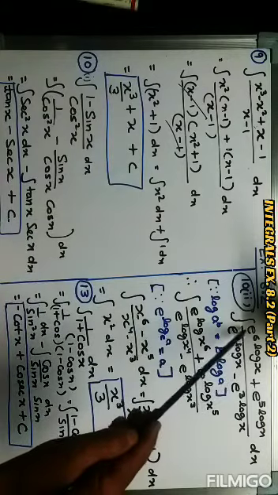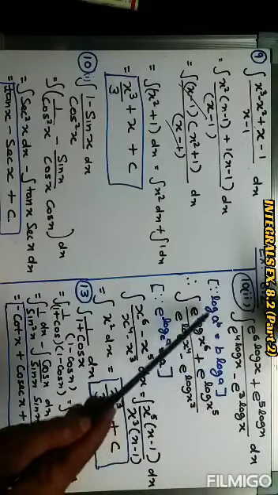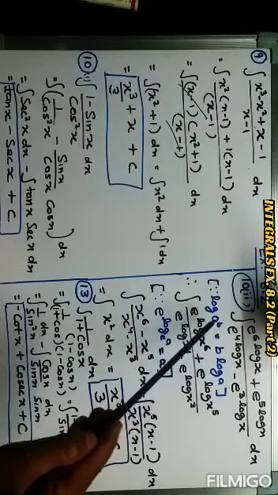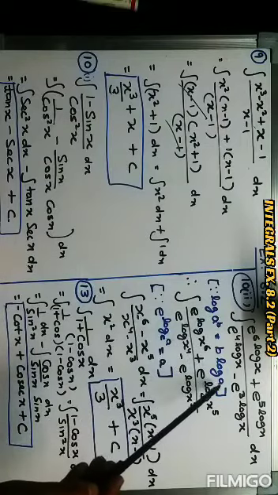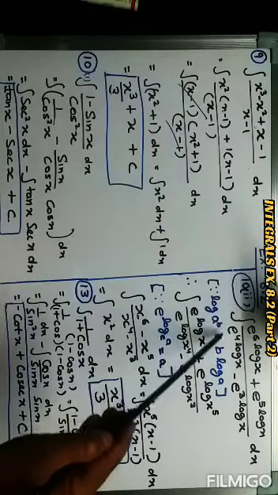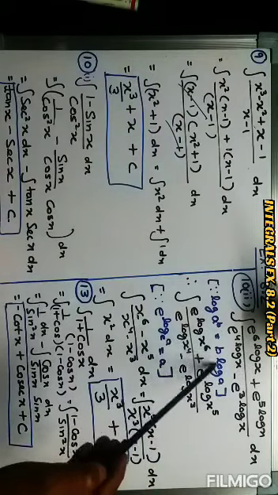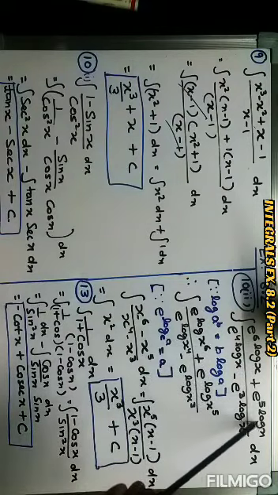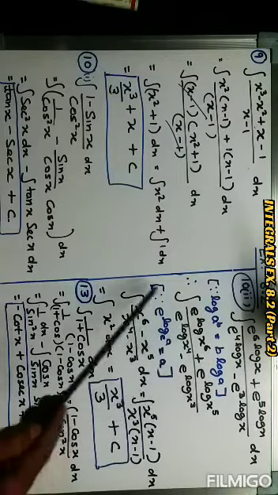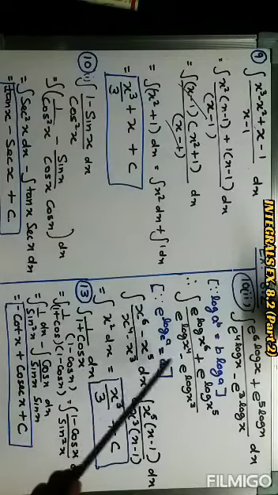Now see this question. e to the power 6 log x. Same way, we know log a to the power b, which we did in class 9th, is b log a. So b log a can be written as log a to the power b, so 6 log x can be written as log x to the power 6 according to this formula. Same way, this can be written as log x to the 5, log x to the 4, log x cube.